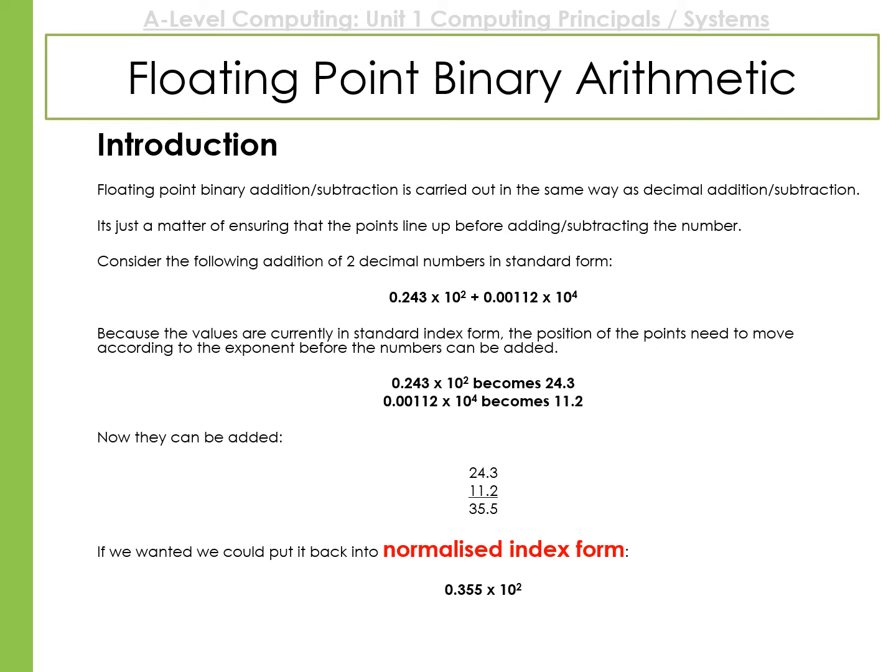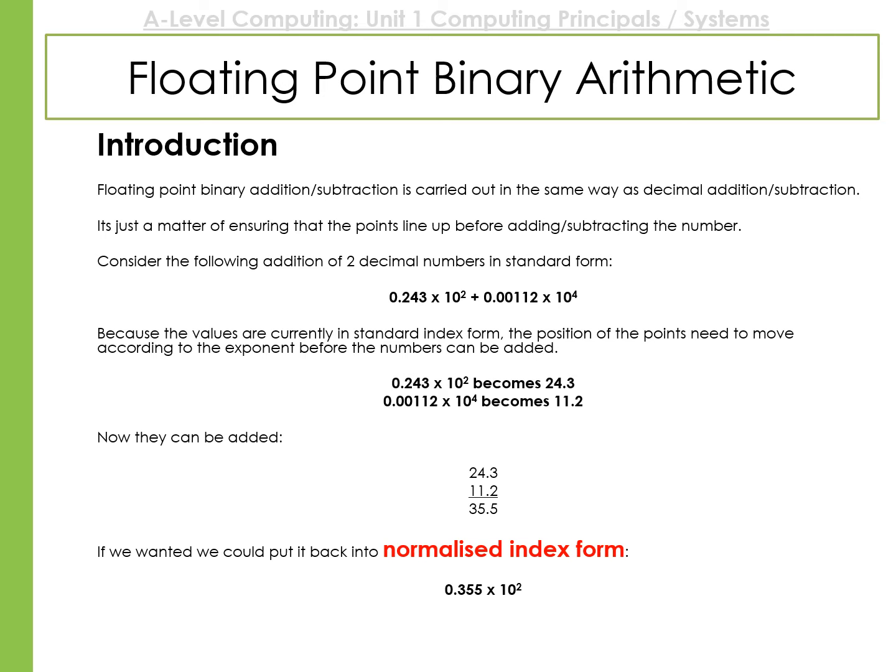If we're adding up two decimal numbers as shown on the screen, 0.243 times 10 to the 2 plus 0.00112 times 10 to the 4, the values are currently in standard index form. The position of the points needs to actually be moved so that the exponents before the numbers can be added.